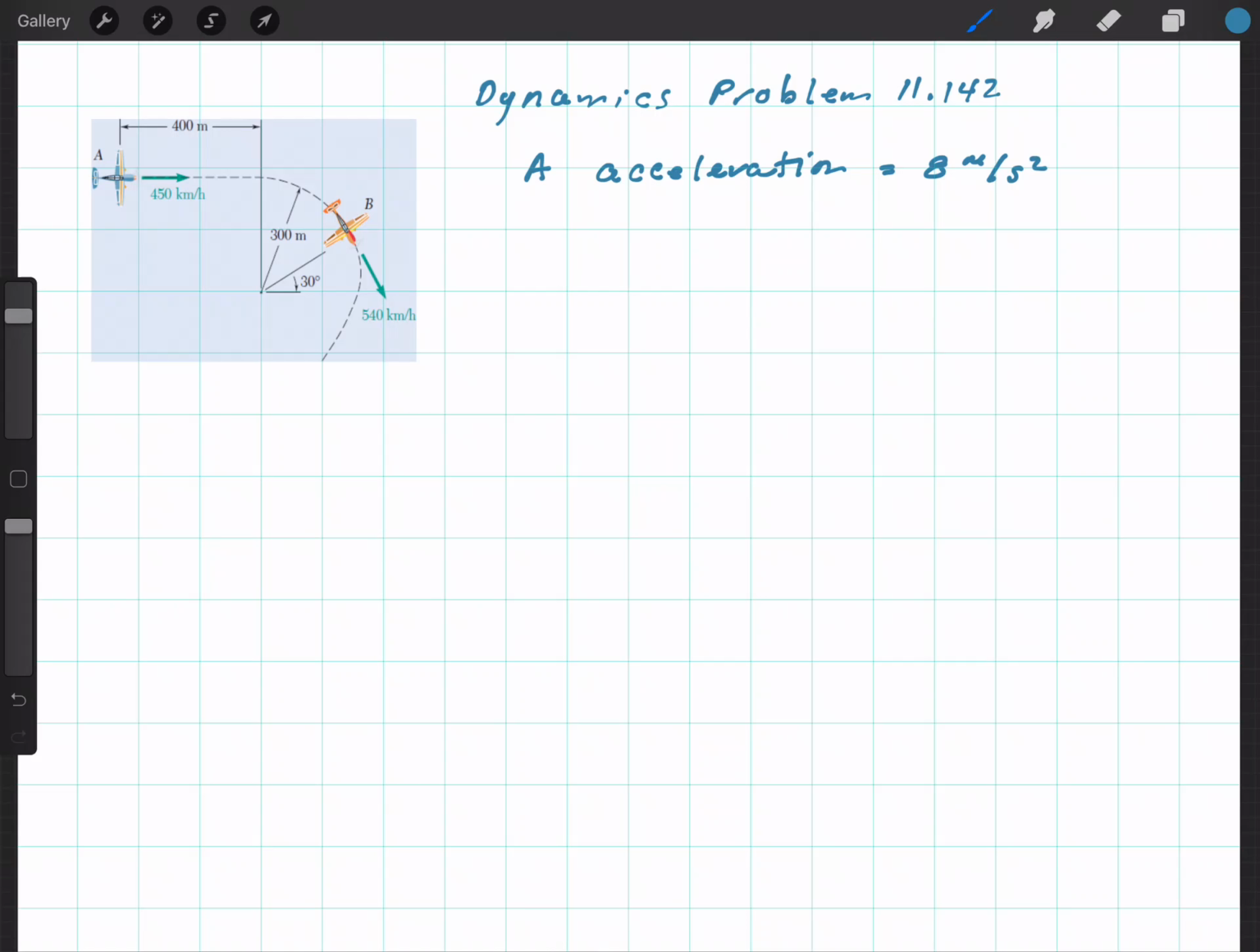Airplane B, flying at the same altitude as airplane A, and as it rounds a pylon, is following a circular path of a 300-meter radius, given right here in the picture. So for airplane B, rho is 300 meters. Knowing that at the given instant, the speed of B is being decreased at a rate of 3 meters per second squared, B's acceleration is a deceleration. It is equal to negative 3 meters per second squared.